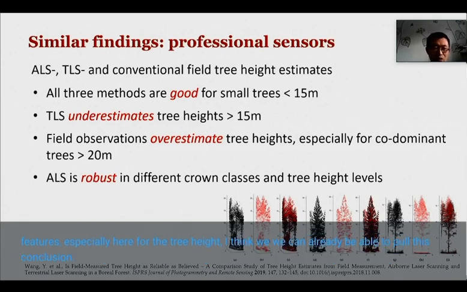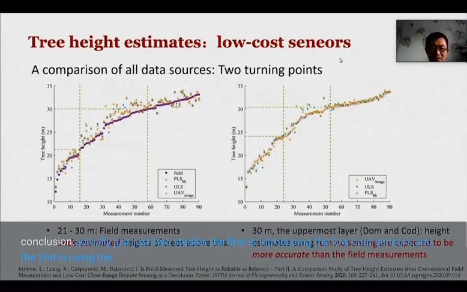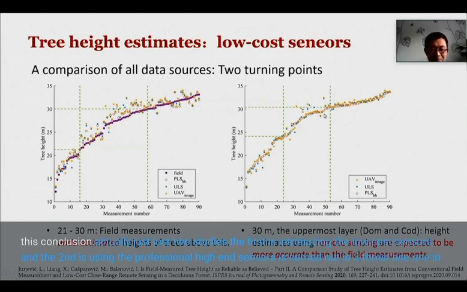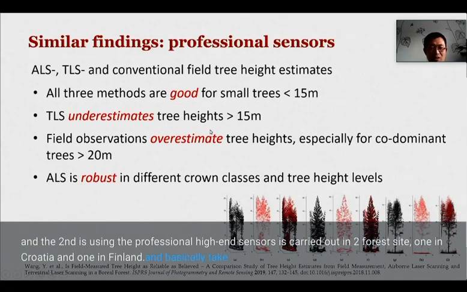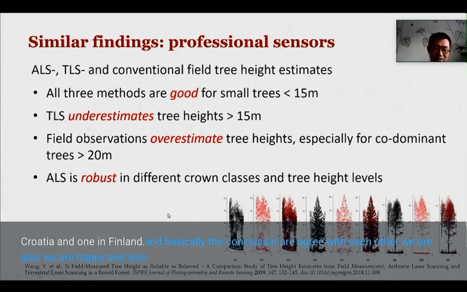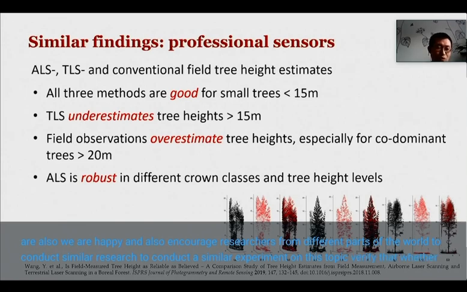These two studies, the first using low-cost sensors and the second using professional high-end sensors, were carried out in two forest sites, one in Croatia and one in Finland, and the conclusions agree with each other. We are very happy, and we also encourage researchers from different parts of the world to conduct a similar experiment on this topic, to verify whether close-range remote sensing has already been able to replace field tree height measurement and be applied in operational forest inventory.